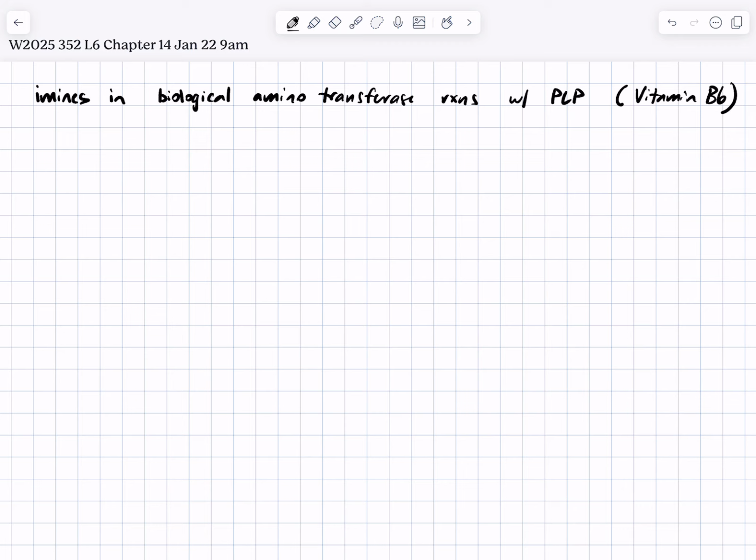So this is what it looks like. You've got a 6-membered ring containing nitrogen, and the ring is aromatic like benzene. The nitrogen has a positive formal charge on it. There's a methyl group here. There's an aldehyde here. And then over here is a CH2 group with an oxygen, and then there's a phosphoester on that oxygen. So that's PLP, or vitamin B6.